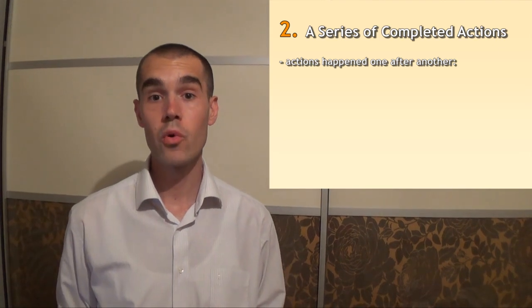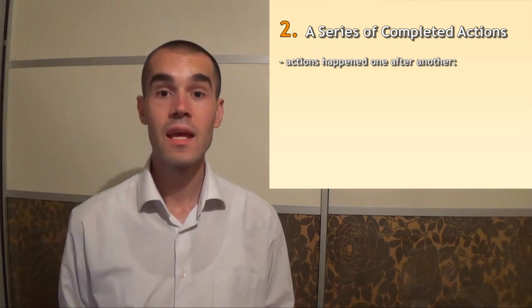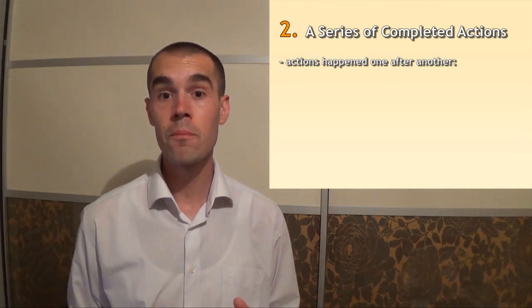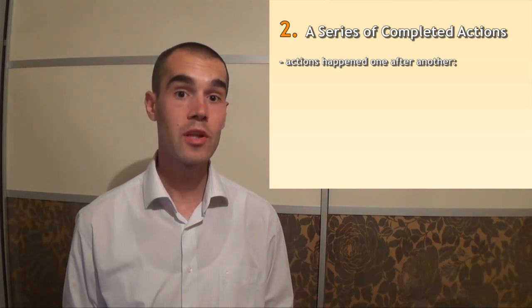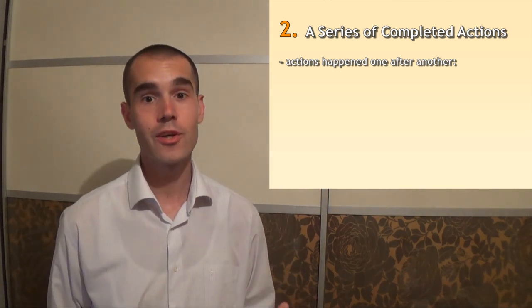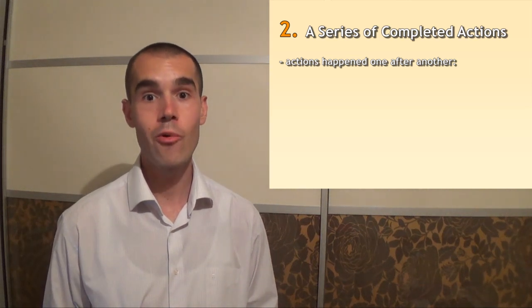Now we will skip over to the second reason for using the past simple tense. That is a series of completed actions. So we have more actions which happened one after the other. Let's take a look onto the full screen table and explain how and when.